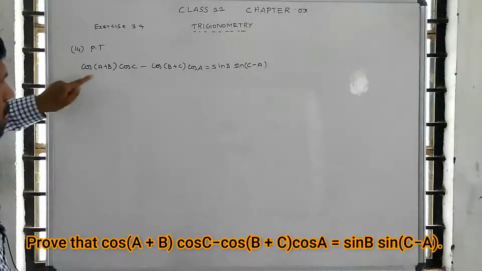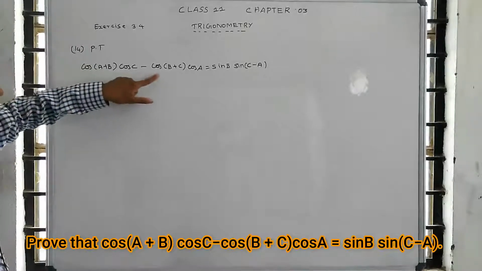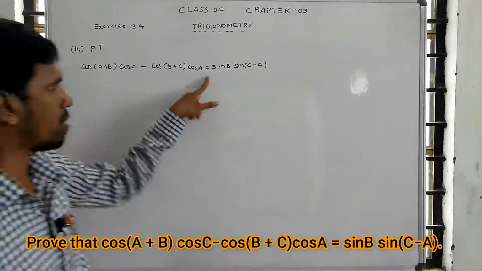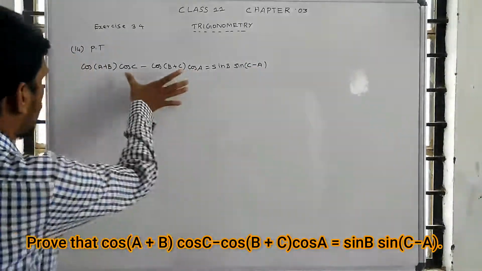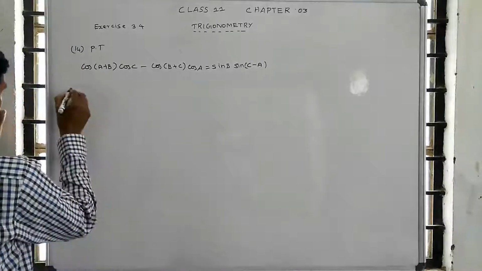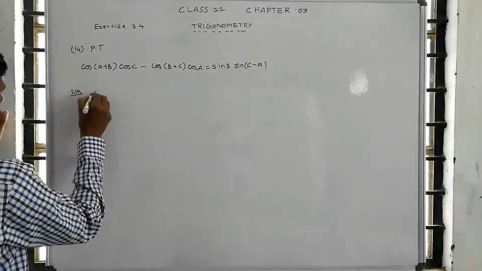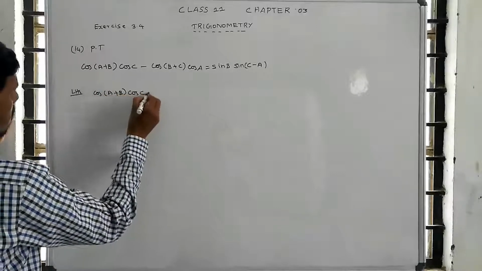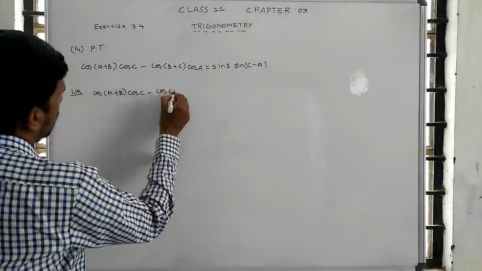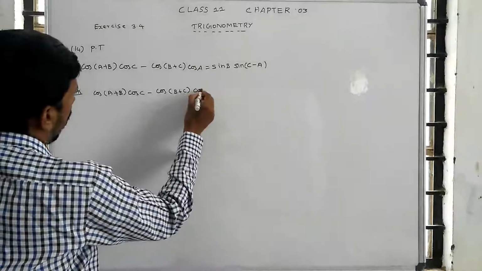Exercise 3.4, question number 14. Prove that cos(A+B) cos C minus cos(B+C) cos A equals sin B sin(C minus A). Proof: first, looking at the left hand side. Taking the left hand side: cos(A+B) into cos C minus cos(B+C) into cos A.